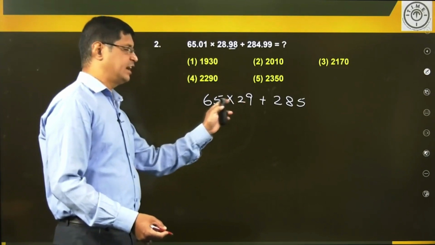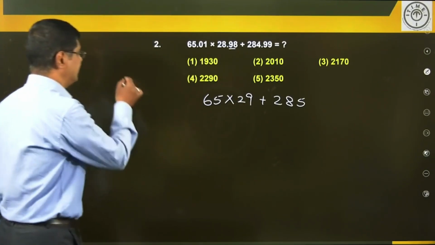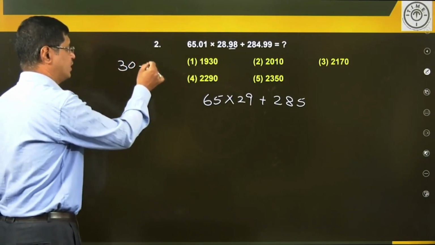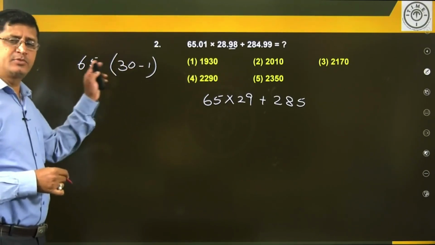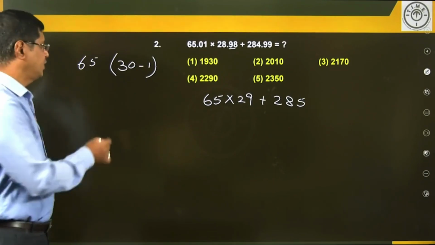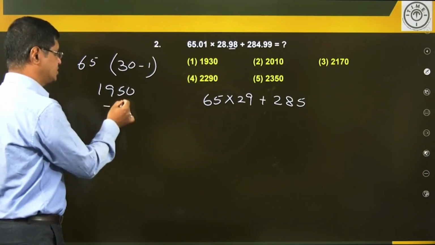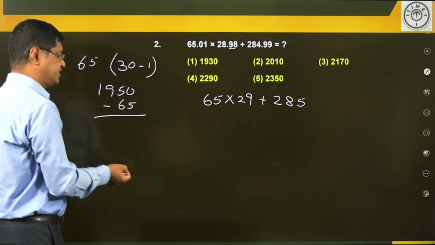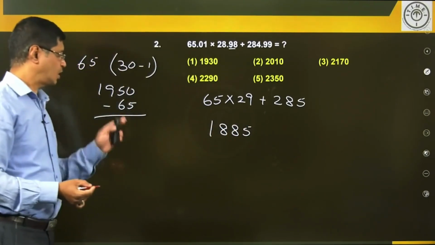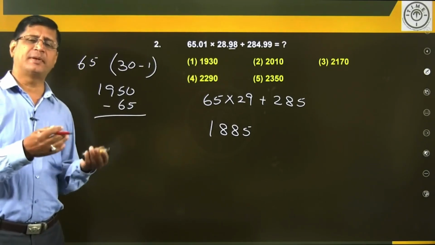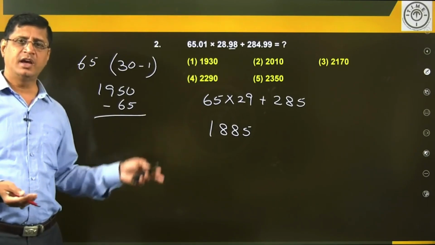285 plus 29 into 65. Dear students, I am expressing this 29 as 30 minus 1. Just multiply with 65. 3 times 65, that is 195. So, 1950 minus how much? 65. What is the result? 1885. Am I right or not? 65 means 50 plus 15. 50 gets cancelled. 1900 minus 15, 1885.